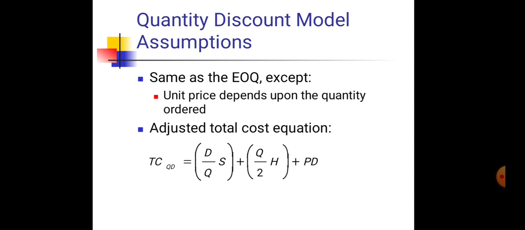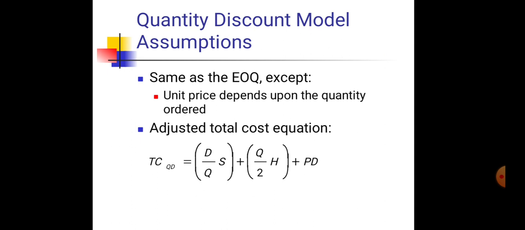Now the third model is the quantity discount model. So the first is economic order quantity, EOQ, the second is EPQ, and the third is the quantity discount model. The assumptions are the same as EOQ, except the unit price depends upon the quantity ordered. So the total cost is adjusted: D by Q into S, plus Q by 2 into H, plus PD. So here there is a total cost, and the cost depends upon the quantity ordered.